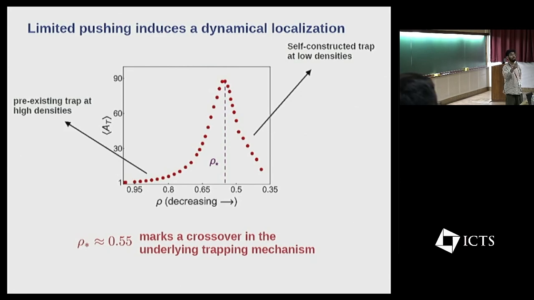No, it can push only one obstacle. If there are already many obstacles, it cannot push. So there's finiteness in the pushing capacity, and this model considered the simplest case where it can only push one obstacle. So if you have two obstacles like this, it cannot push.